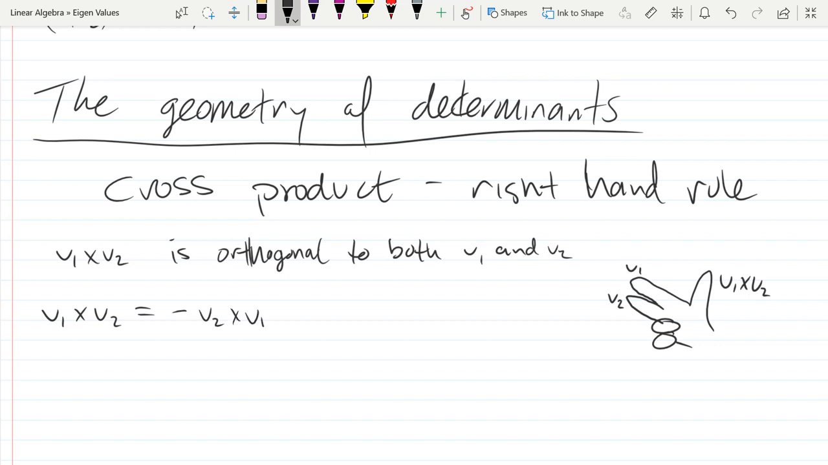So if I change the order, I'll get a negative sign. Does anybody know what this property is called? It's almost commutative, so we call it anti-commutative. So if you commute, you get the opposite vector. So we call that anti-commutative.